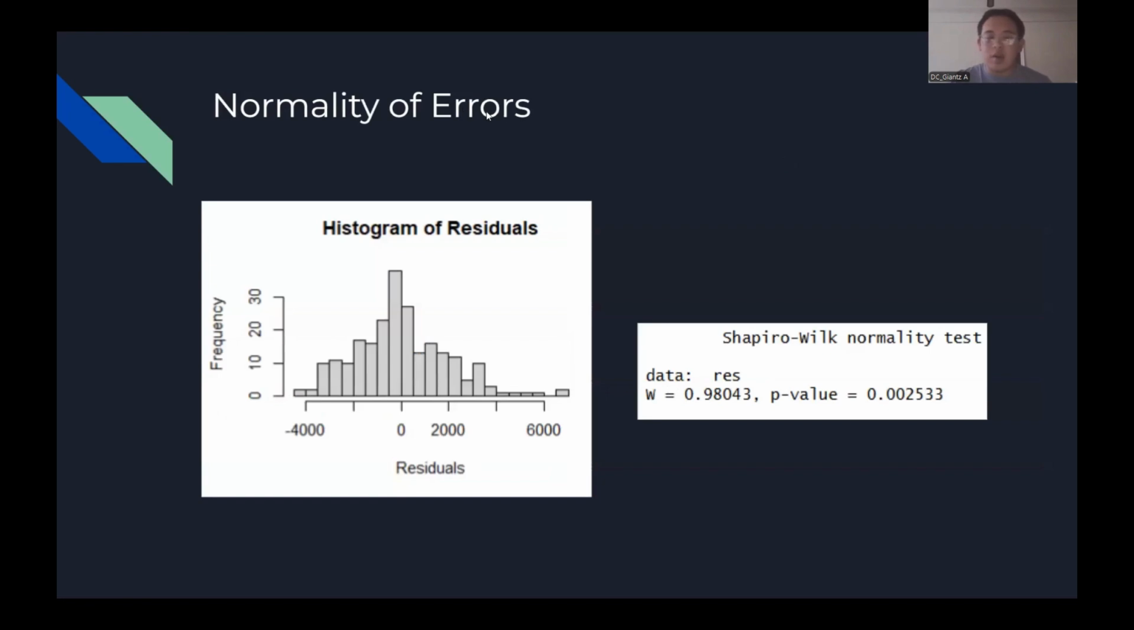Moving on to normality of errors, you can see the distribution of the residuals is still, compared to the original model, skewed to the right. And the Shapiro-Wilk normality test shows this, with a p-value equal to 0.002533 in this case.